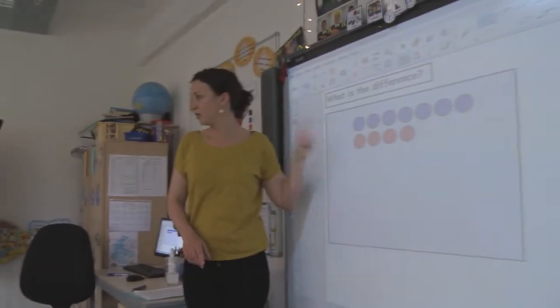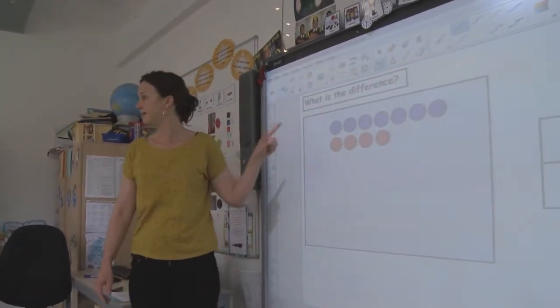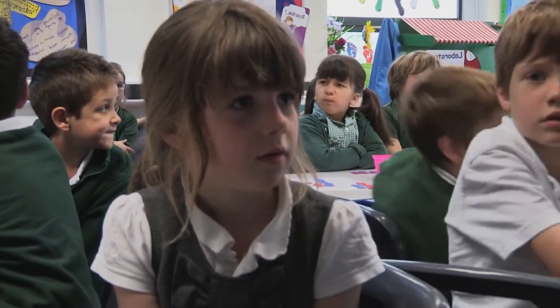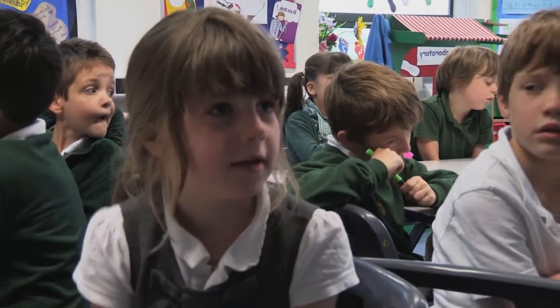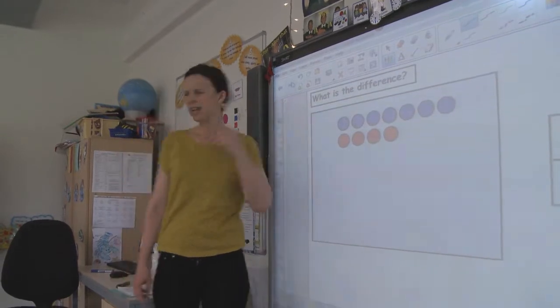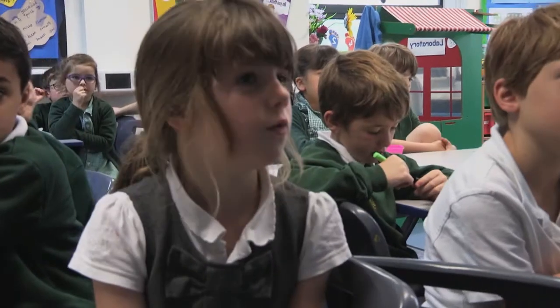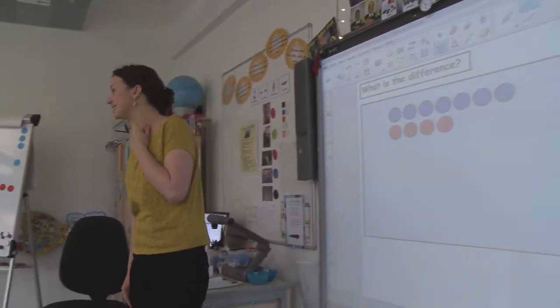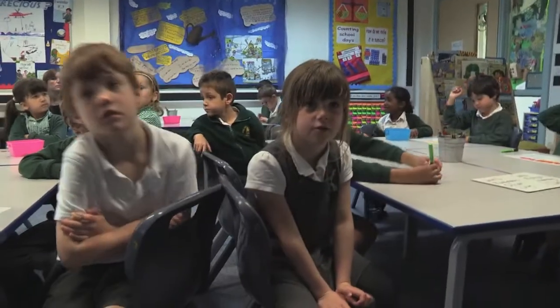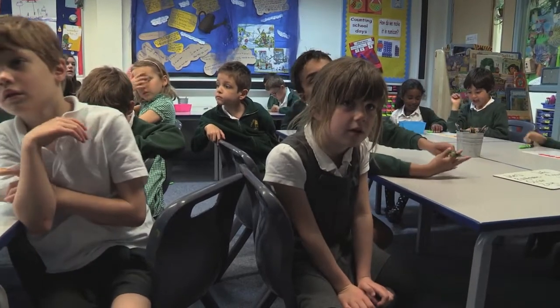So the 7 blue counters, what do they represent? They represent the people. Good, the 7 children. And the 4 red counters represent what? The dinner tickets. Are there enough dinner tickets for everyone? No. What is the difference between the number of children and the number of dinner tickets, Ismay? 3 is the difference between 7 and 4.